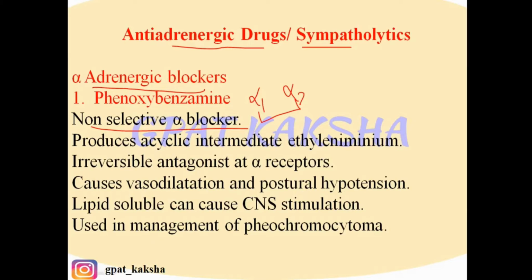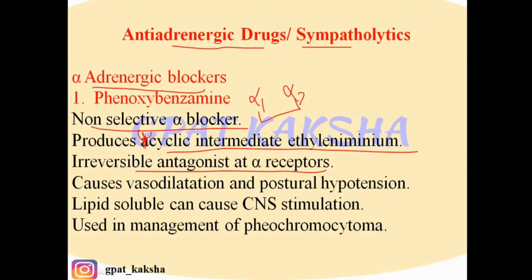This drug phenoxybenzamine produces a cyclic intermediate, ethylene imine. Means upon getting administered into the body, spontaneously it produces a cyclic intermediate, which forms strong covalent bonds with the alpha receptors. Thus, it is an irreversible antagonist at alpha receptors, means it irreversibly inhibits the alpha receptors by forming strong covalent bonds.